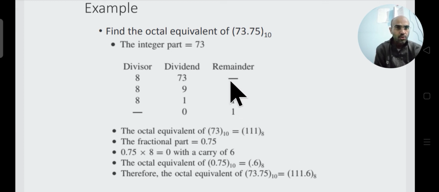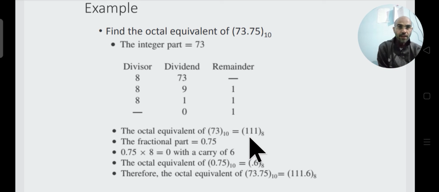Although in this case the order is 111, so if you write it in either order, it will be correct, but you should keep in mind that this becomes your MSB and this becomes your LSB. So this remainder should be noted down first, whereas this should be noted down at the last. So this is our MSB and this is our LSB. So the octal equivalent of 73 is 111.